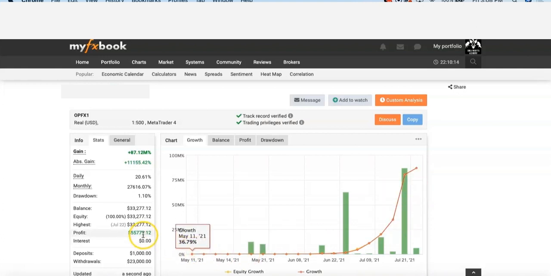And making over $55,000 from a $500 deposit. And when did I start trading this account? Probably in May, and in July now. June, July, less than 3 months.